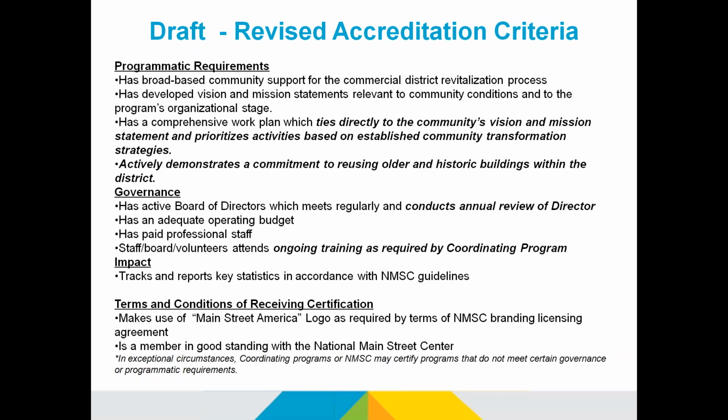Governance, we want to make sure that there's an adequate operating budget. You have to have paid professional staff. We've said this before, we'll say it again. If you do not have paid professional staff and are not in the process of hiring someone, as of January 2016, you will automatically be moved to the affiliate tier. You will not be able to be accredited. So that is a no-go. If you don't have a board of directors, if you're not a member of the National Main Street Center, or if you don't have paid professional staff, all three of those things will kick you down to that affiliate tier, and it's not optional.